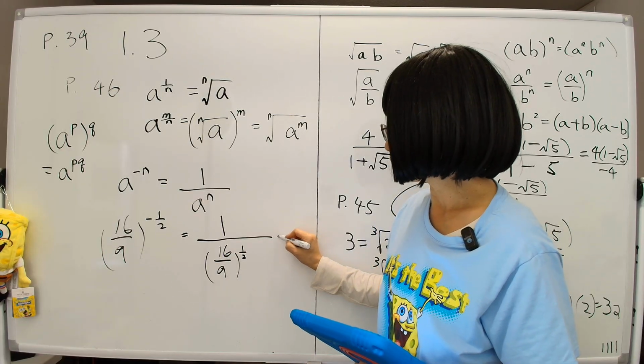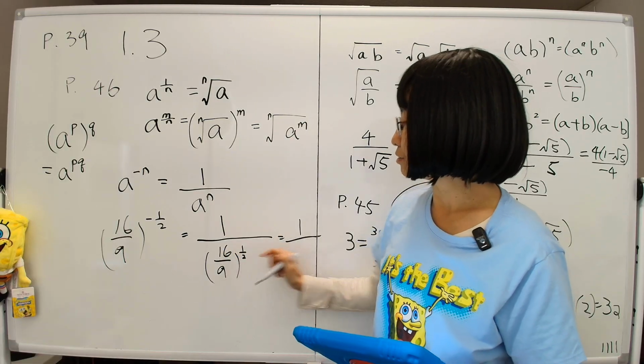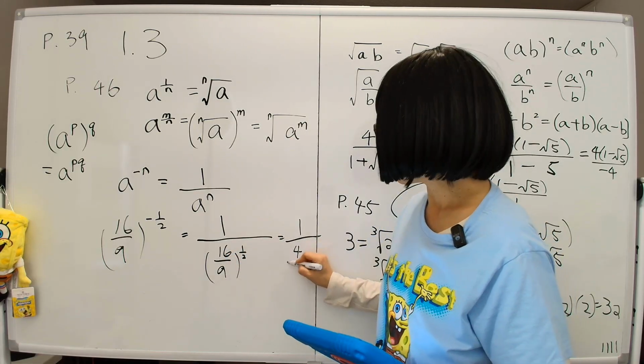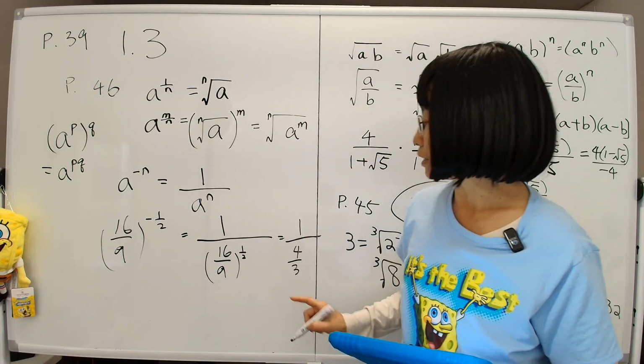So that would be equal to, keep the division line there, 4. The square root of 16 is 4, and the square root of 9 is 3. So at this point, now what?